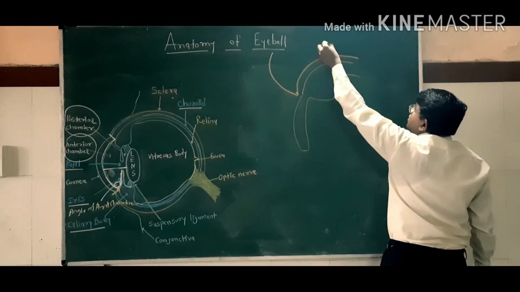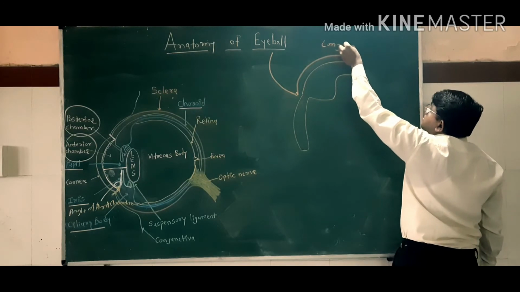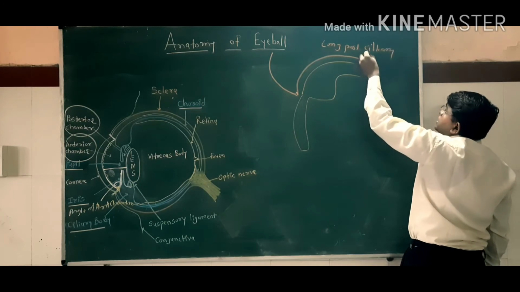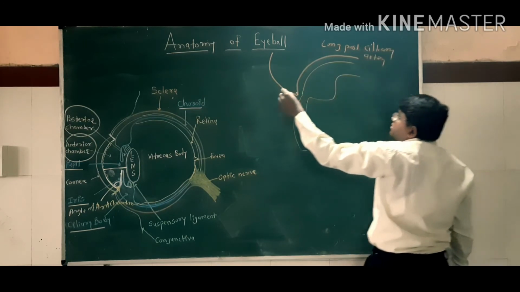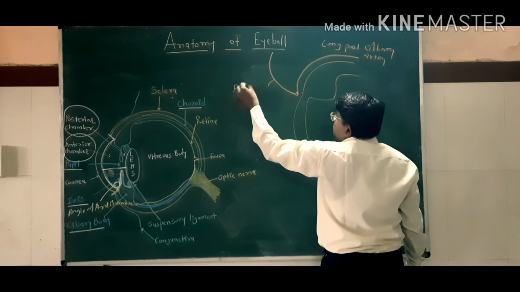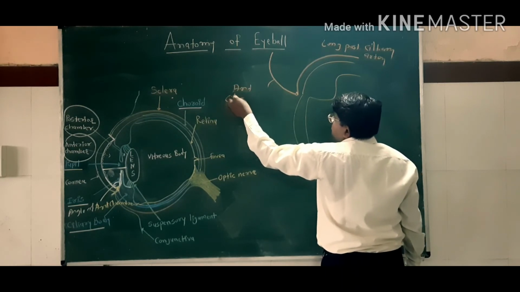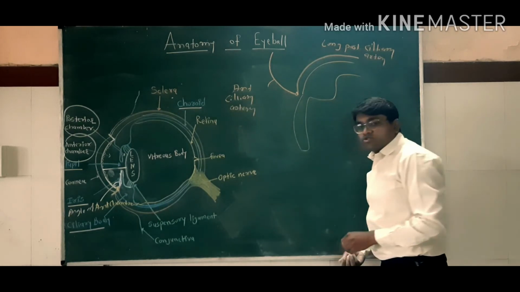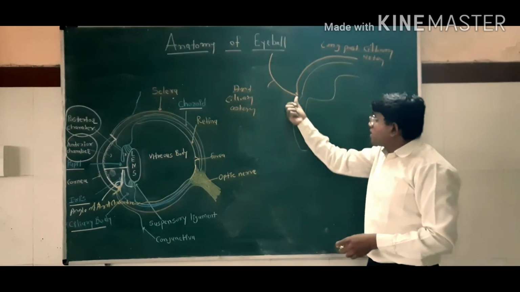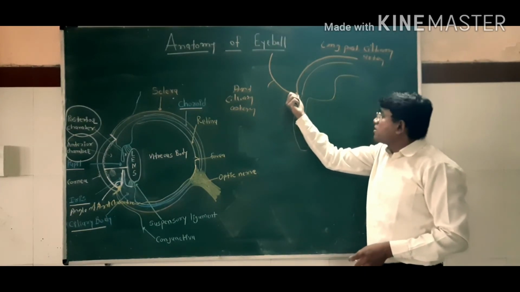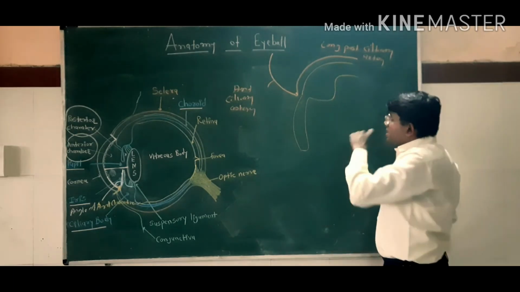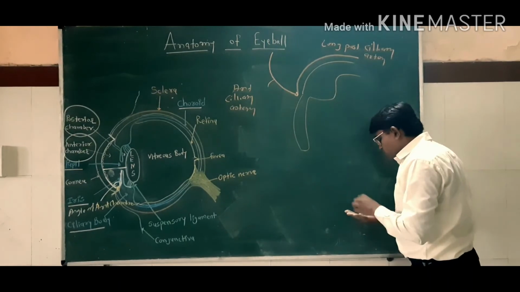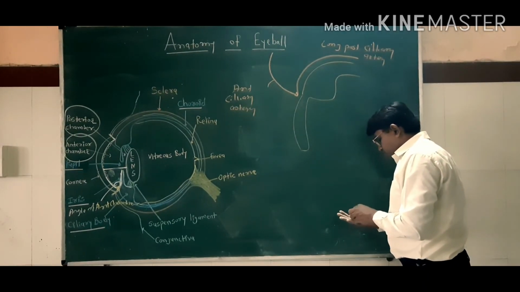This is the long posterior ciliary artery, and this is the anterior ciliary artery. These two arteries are joined here at the root of the iris and form one arterial circle. If we see it from the front view, how will it look?